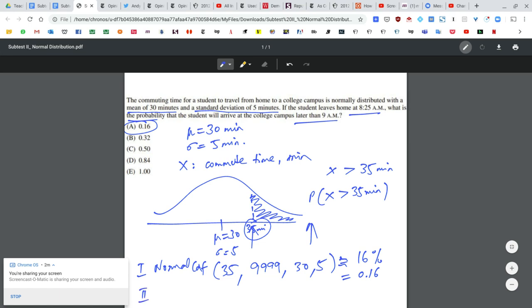Another approach uses, say, z-scores. I can calculate the z-score corresponding to 35, which is how many standard deviations above the mean of 30 minutes is 35 minutes. And the formula is x minus mu over sigma. It's smart to also know how to do it this way. So it's 35 minus 30 all over 5. Upon simplification, it gives you 1. So in other words, the question then really becomes, what's the probability that you have a z-score exceeding 1?